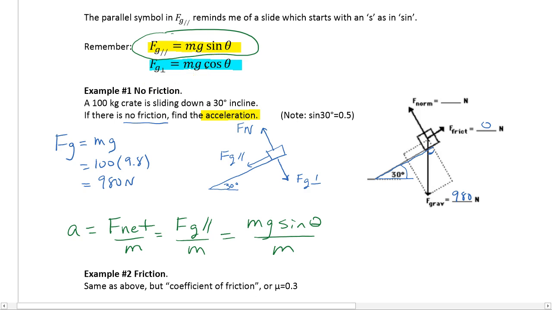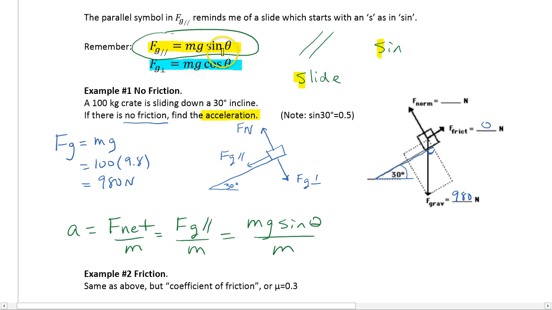You can come up with your own memory tricks, but I look at this and I say, okay, that parallel thing, it kind of looks like a slide, and the word sine also starts with an S. So it kind of works for me. I look at FG parallel, I see a slide, so then I think that's mg sine theta. FG perpendicular, it's going to go not with sine, but whatever's left over is cos, mg cos theta.